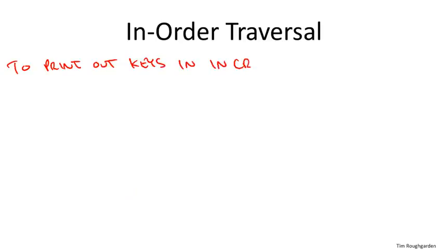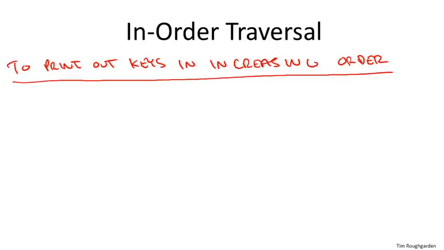Obviously, in a sorted array, this is trivial. You just use a for loop starting at the beginning, going to the end of the array, printing out the keys one at a time. And there's a very elegant recursive implementation for doing the exact same thing in a search tree. And this is known as an in-order traversal of a binary search tree.